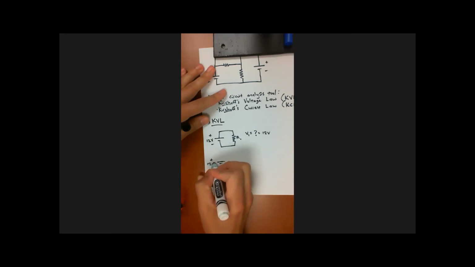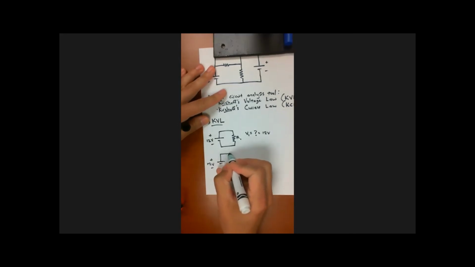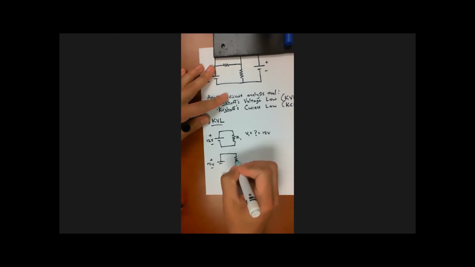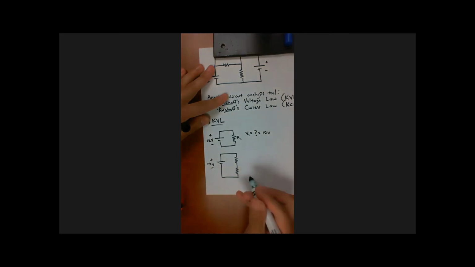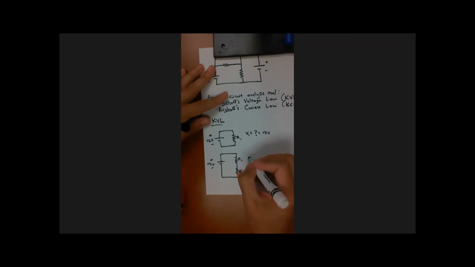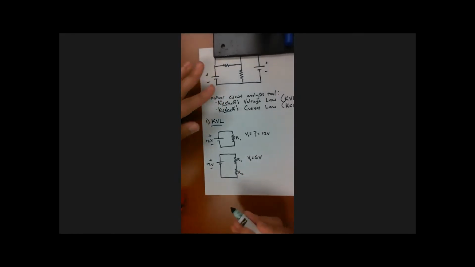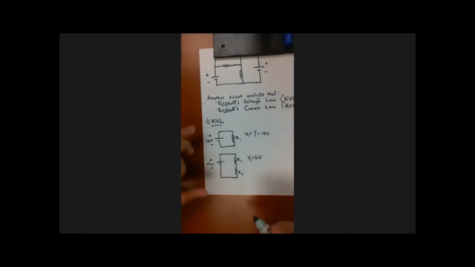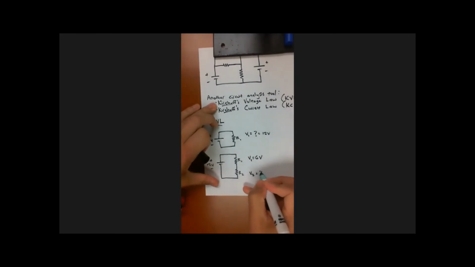Let's still say we've got a 12 volt source. Let's say I've got two resistors, and this is R1, this is R2. It doesn't matter what the values of the resistances are. I'm not even going to tell you them to muddy the water, but let's say I tell you that V1 equals 6 volts. And the question is, what's V2?